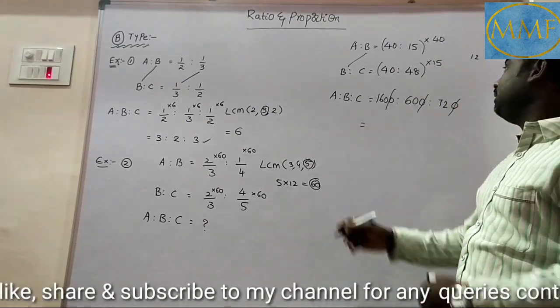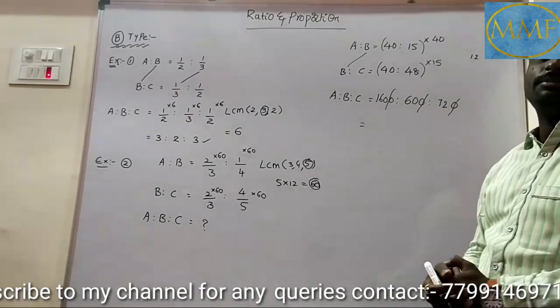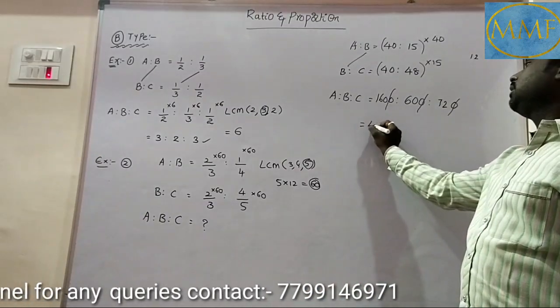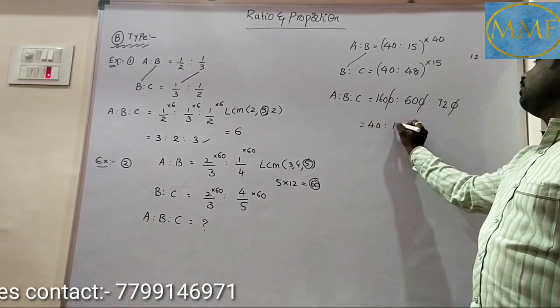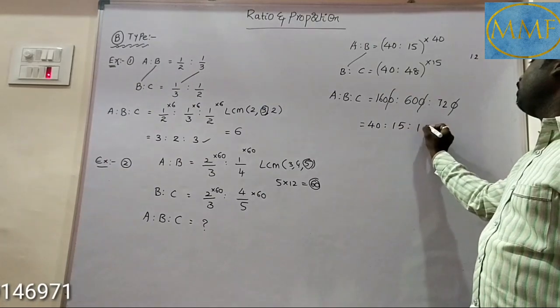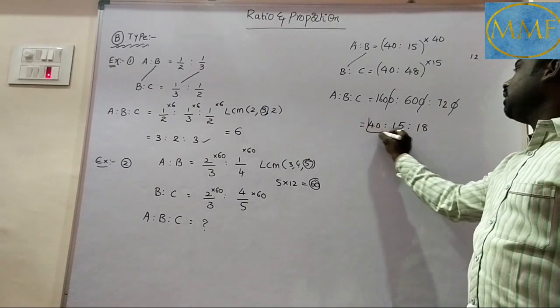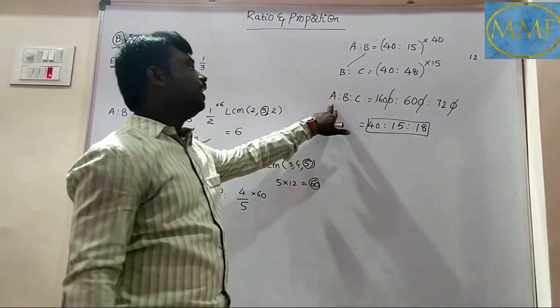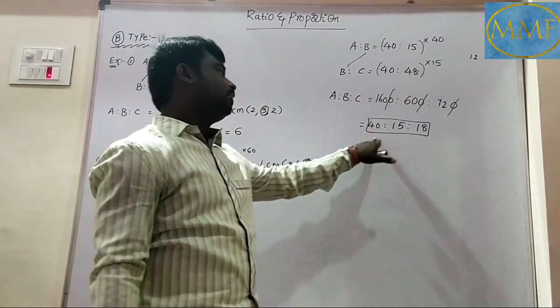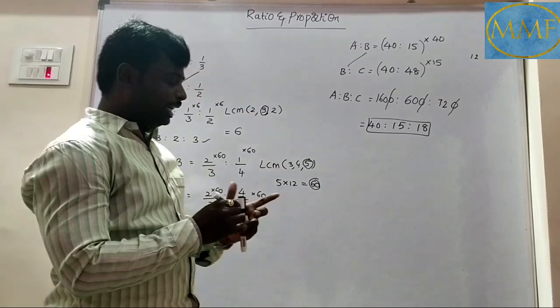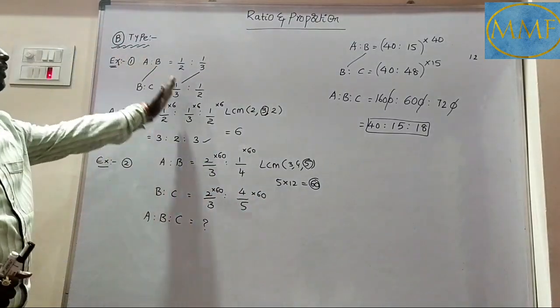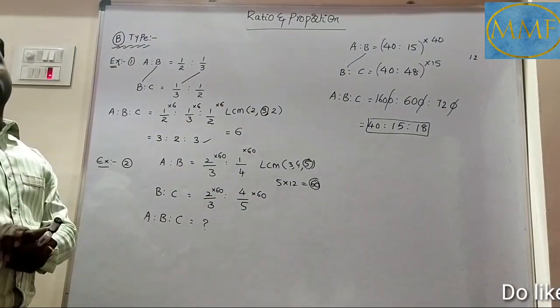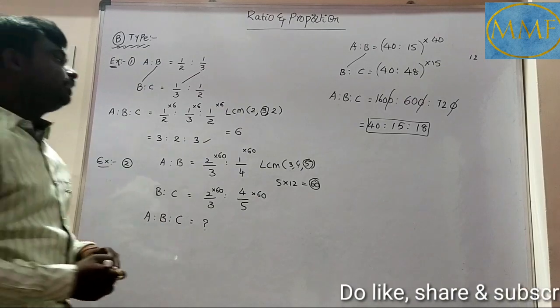Then are the remaining numbers divisible by any number? Yes, it is divisible by 4. How much? 40 times 4 ones, 4 5s. Again 4 ones, 4 8s. Again are these numbers divisible by any number? No. So now the ratio becomes A is to B is to C is 40 is to 15 is to 80. So that is type B we discussed, when fractions are there, what is the logic? Clear? Then we will see type C.